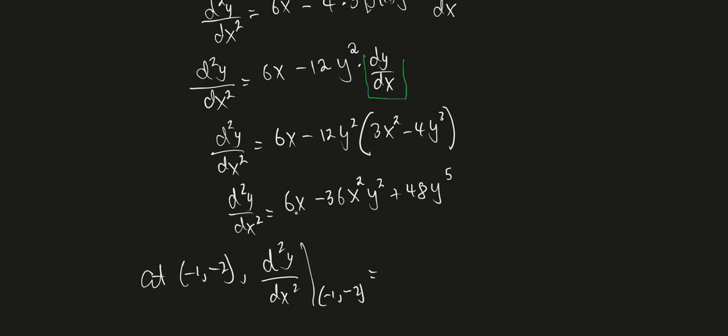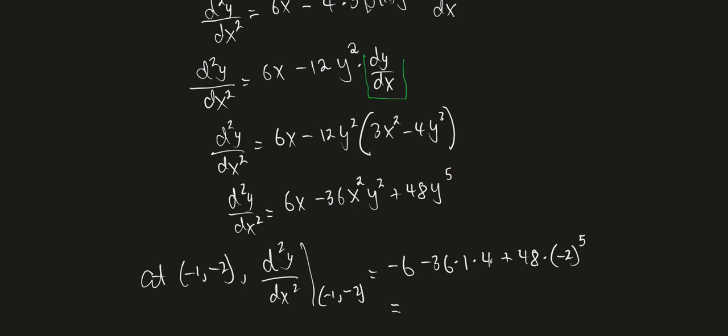So let's see what we have. This will give us -6, and then here we're going to have -36 times 1 times 4, and then plus 48 times -2 to the 5th power, right?